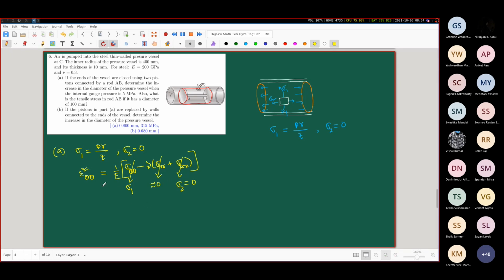So you can find out this epsilon theta theta, and again epsilon theta theta is equal to (2 pi (R plus delta R) minus 2 pi R) divided by 2 pi R. So this is equal to delta R by R, and this is equal to delta D by D. When you know this epsilon theta theta, you can find out the delta D, the change in the diameter of the pressure vessel. Okay, this you can find out. For the second part, what is the tensile stress in the rod AB? What do you do?